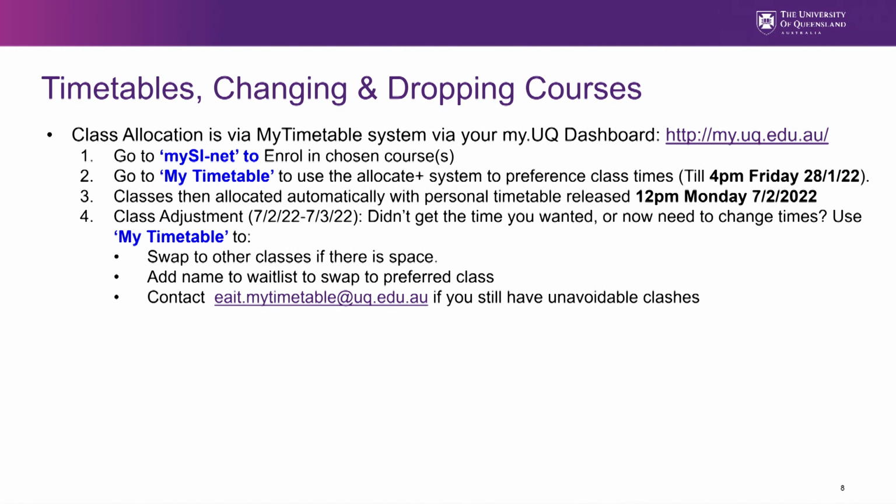Between the 7th of February and the 7th of March, there's what we call the class adjustment period. So if you didn't get the time that you wanted or you now need to change times, you can use My Timetable to swap to other classes if there's space, or add your name to a wait list to swap to preferred classes. If you're still having issues with your timetable, then please contact the faculty timetable team at eait.mytimetable@uq.edu.au. Please make sure that you provide my team with specific advice, your full name, your student number, the program or degree that you're enrolled in, and the specific course or courses where you're having issues with your timetable.